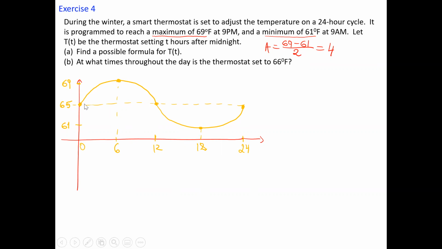Now, what will we do? We have to figure out where it is programmed to reach maximum at 69. It's happening at 9 p.m. How many hours is 9 p.m. after midnight? I think it's 18, wait, 21. And minimum is at 9 a.m. That means it will be, okay, let me start. I can maybe use the blue color. We will have a little bit longer.